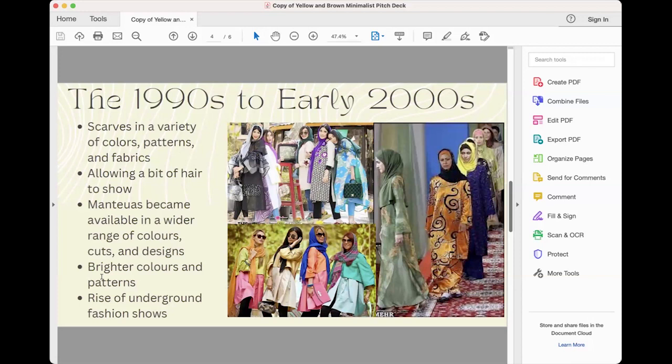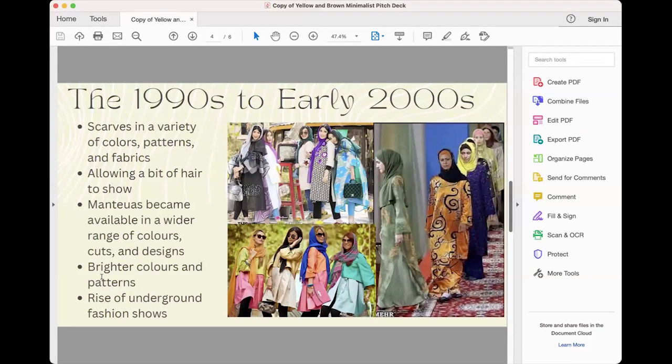For women, the hijab remained a mandatory part of their attire in public, but it became a canvas for personal expression. Young women started experimenting with scarves in a variety of colors, patterns, and fabrics, moving away from the traditional black. These scarves were also styled in slightly different ways, allowing a bit of hair to show at the front or on the sides, which was a subtle form of self-expression within the limits of the law.